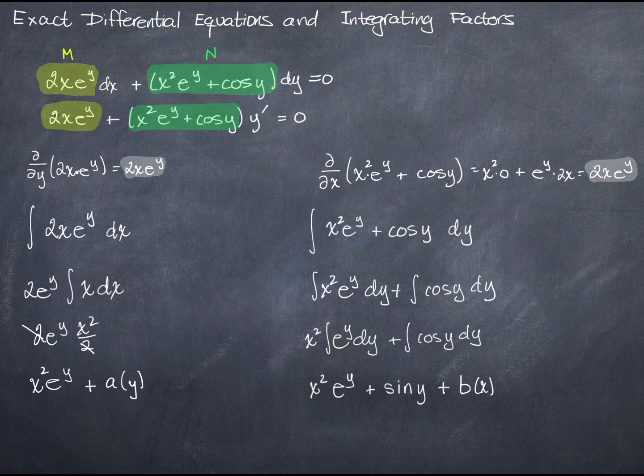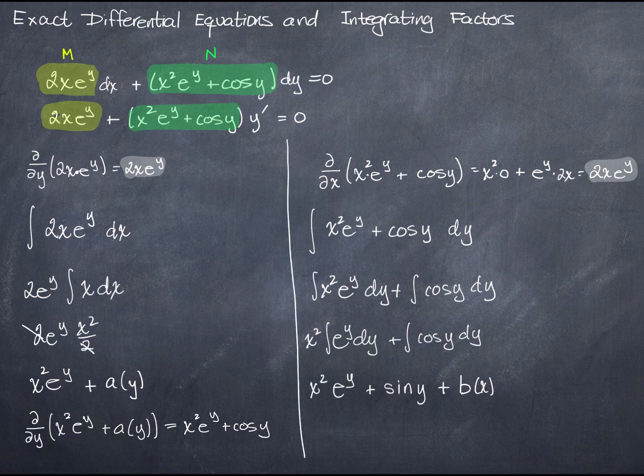So whatever this function is, including this unknown piece here, I need its first partial with respect to x to give me this, but I also need its first partial with respect to y to give me this function here. In other words, I need the partial with respect to y of x squared e to the y plus a of y to equal x squared e to the y plus cosine of y.